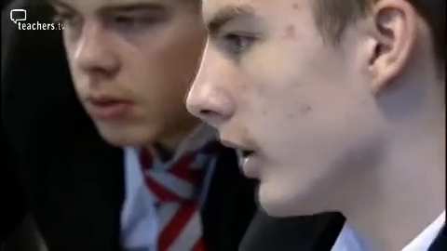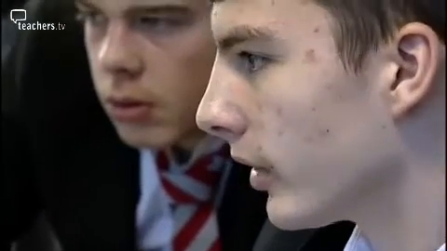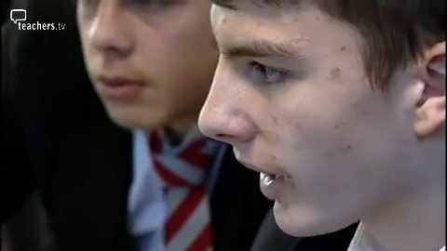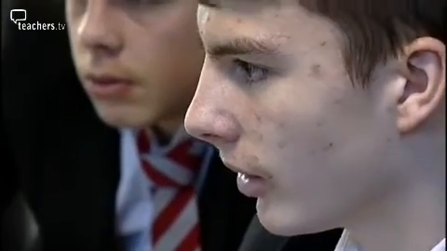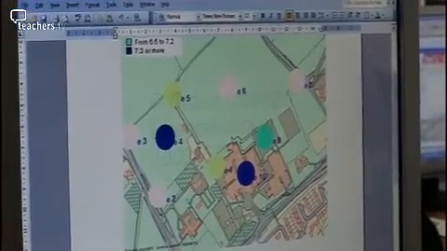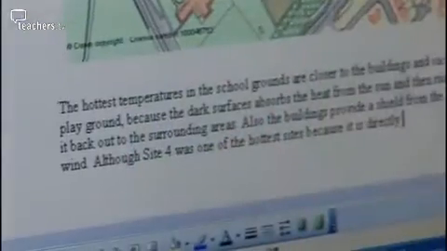The hottest sites tend to be by the buildings and on the playground because it absorbs the heat and then radiates it back out into the area where it is. But that one is hotter as well because the sun's directly on it. In a relatively short space of time, the students were able to come up with some quite complex patterns that they managed to find when they were out in the field. So in the space of an hour and a half, they were able to go out, collect the data, come back, put it into the computer system and analyse it and come up with some really good results.